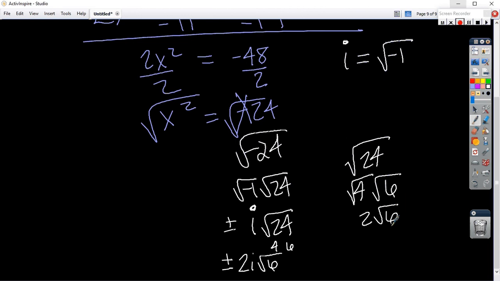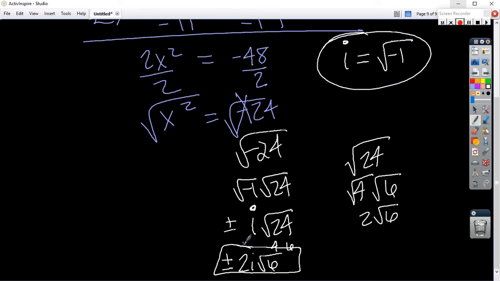Wait, so if you have a negative number, the i is negative 1. Right, because I'm letting i be the square root of negative 1. So you can have i as an answer. There's the answer: plus or minus 2i root 6.